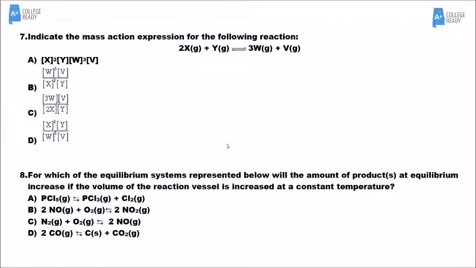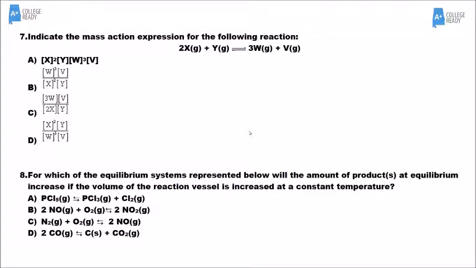So a decrease in pressure would cause a shift towards the right. For letter B, notice that there's more gas molecules on the left than on the right. So a decrease in pressure would actually favor the left-hand side, the reactant side.